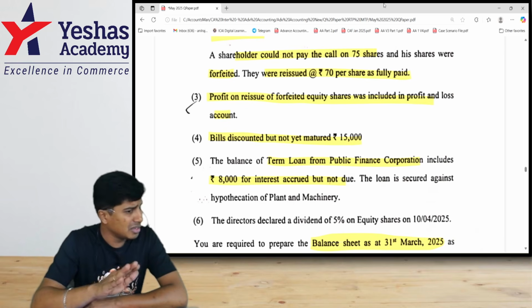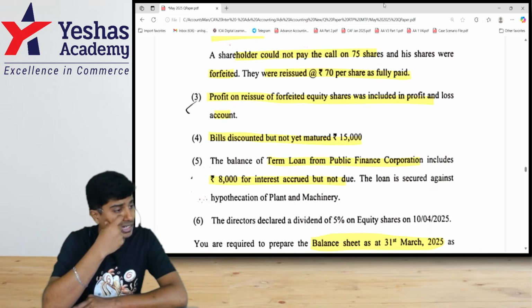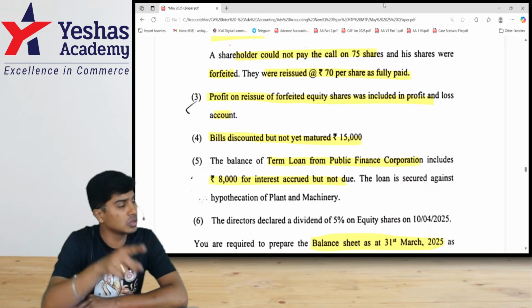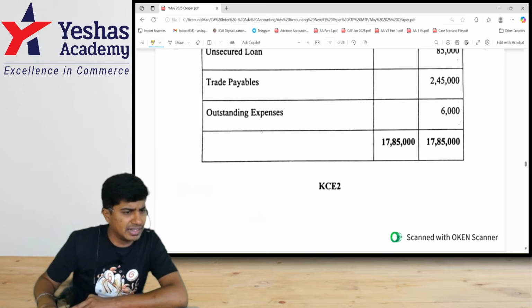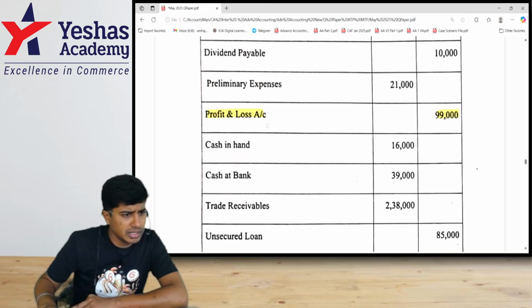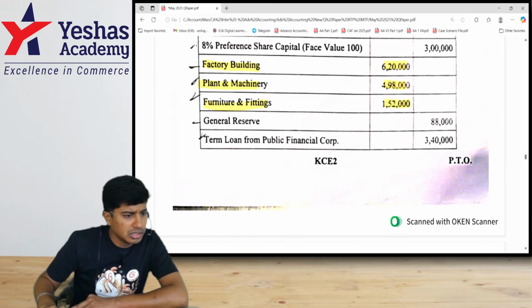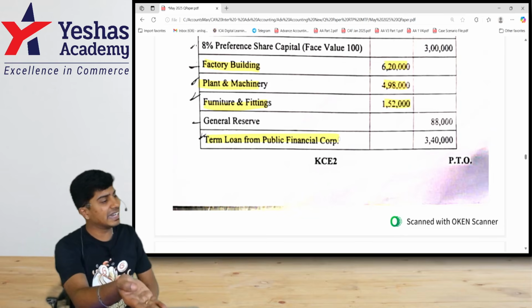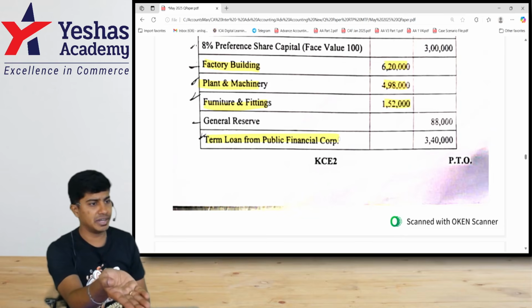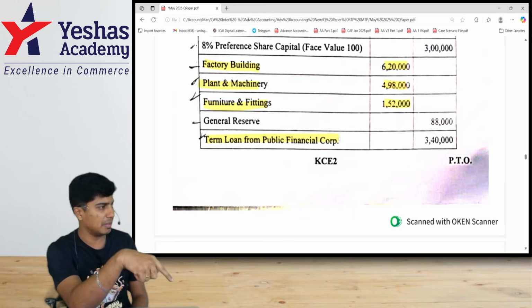It is a liability, but it should not be merged with the loan. It should be written as other current liability, but they've incorrectly included it in the loan amount. So what do I do? In my trial balance, when I find that term loan, where is it? Here. Term loan from Public Financial Corporation, 3,40,000. That incorrectly includes 8,000 interest liability. That interest accrued but not due should be written as other current liability.